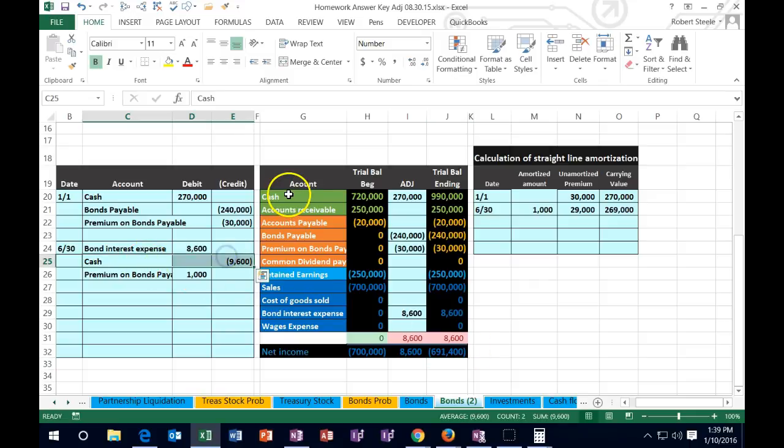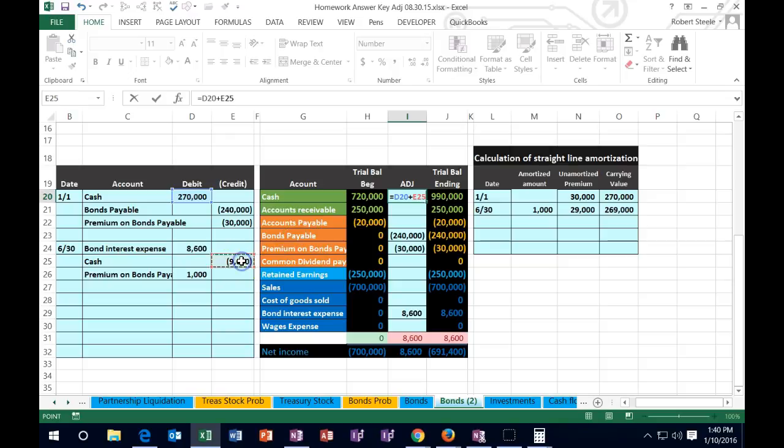And then we're going to post the cash. So here's the cash here, and here it is on the trial balance. There's something in it. Therefore, we're just going to double click on it, go to the end of it, and plus, and then post to that cash 96. That's going to bring the cash down. Then we're going to go to the premium on bond payable.